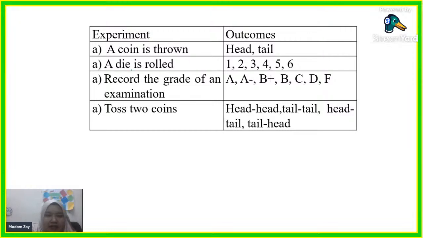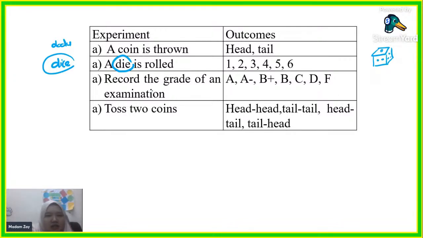So a die, what is die? Die is singular for dice. Dice is more than one. Die, dadu. So a die, one die is rolled. The outcome will be 1, 2, 3, 4, 5, 6. You know what is die, right? Dadu, if you play a game like Jutaria or anything. So we have this die, and the outcome is 1 or 2 or 3 or 4 or 5 or 6 because we have 6 surfaces of the die.